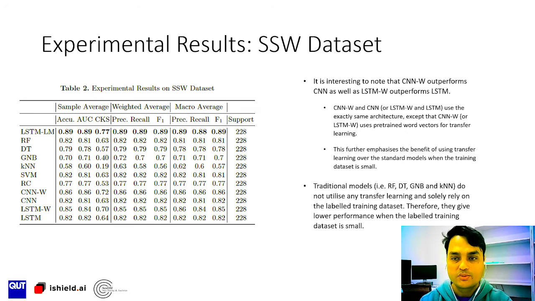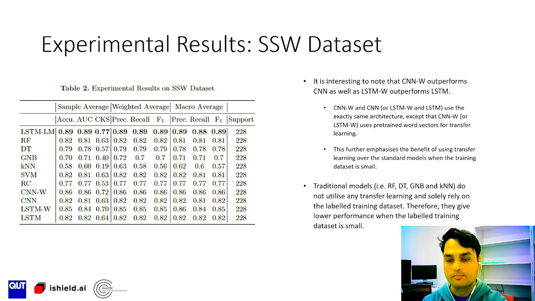It is interesting to see that CNN-W outperforms CNN and LSTM-W outperforms LSTM. CNN-W and CNN use the same architecture, and LSTM-W and LSTM use the same architecture. However, LSTM-W and CNN-W use pre-trained word vectors. Therefore, they can produce better results. This further emphasizes that if we use transfer learning, we can get better results, especially when the dataset is small.